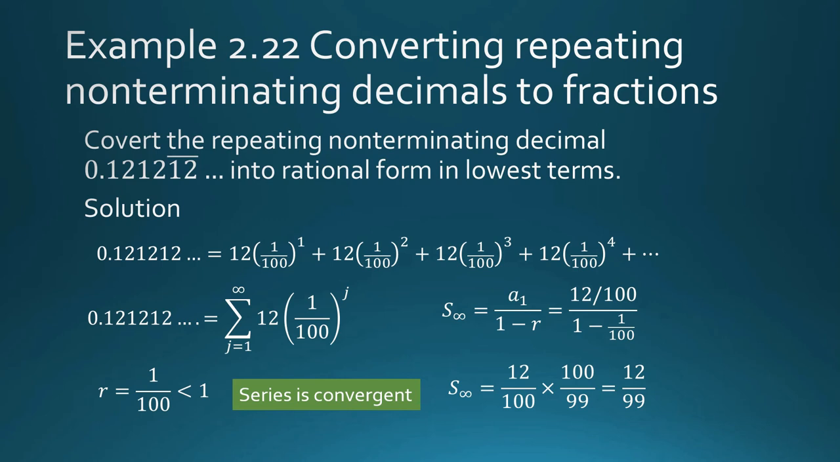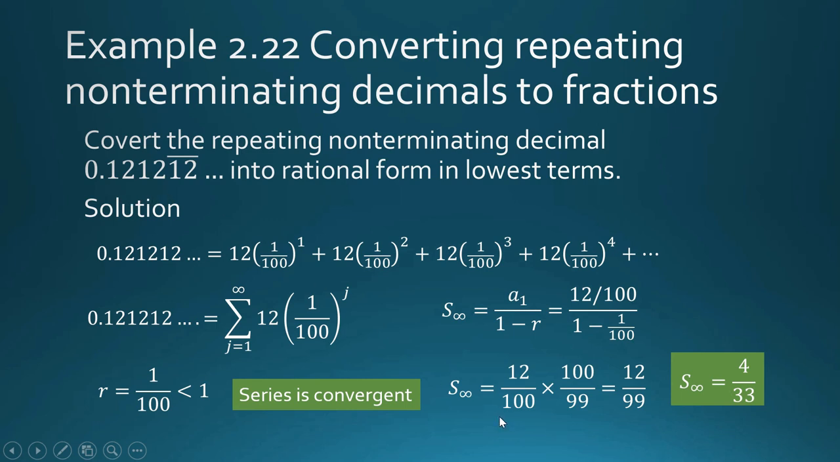But this is not yet in lowest terms. So there is a common factor which is 3. We cancel 3 and we are left with 4 over 33. So this is the rational form of this non-terminating decimal number.